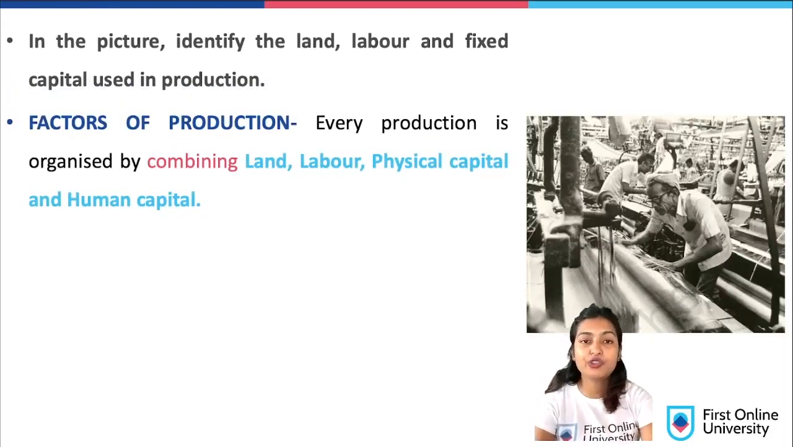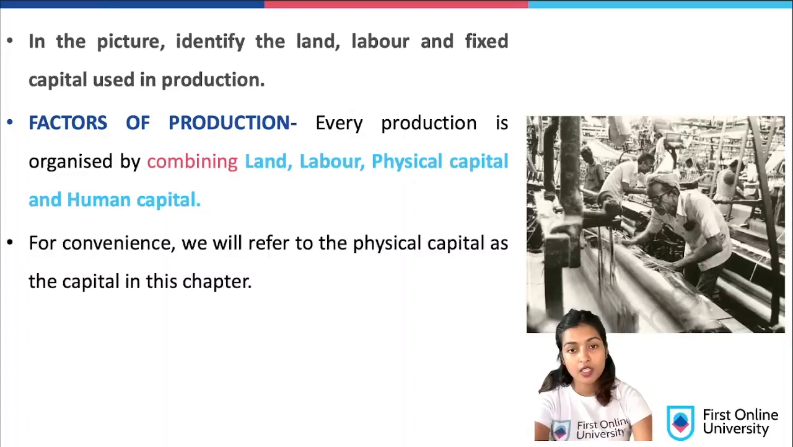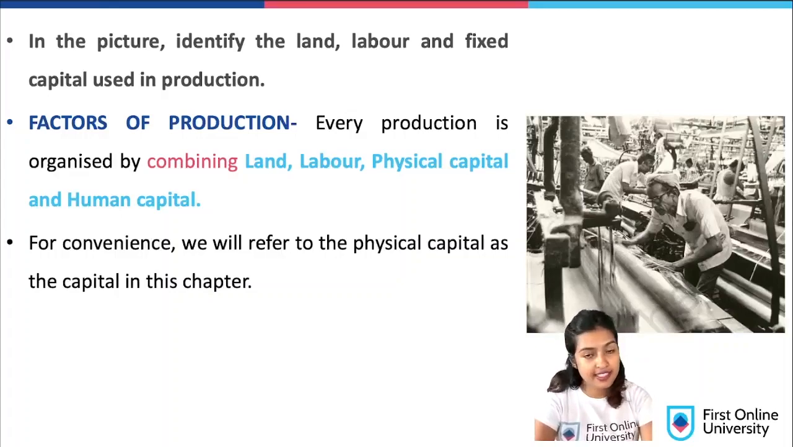Now let me introduce you to a new term called factors of production. Factors of production are the requirements that we've discussed earlier, that is land, labor, physical capital, and human capital. So these four requirements are always necessary for any kind of production activity that you will be taking up. Hence these are also called factors of production. For convenience in this chapter, we will be referring to physical capital, that is the fixed and the working capital, as just capital in this chapter.